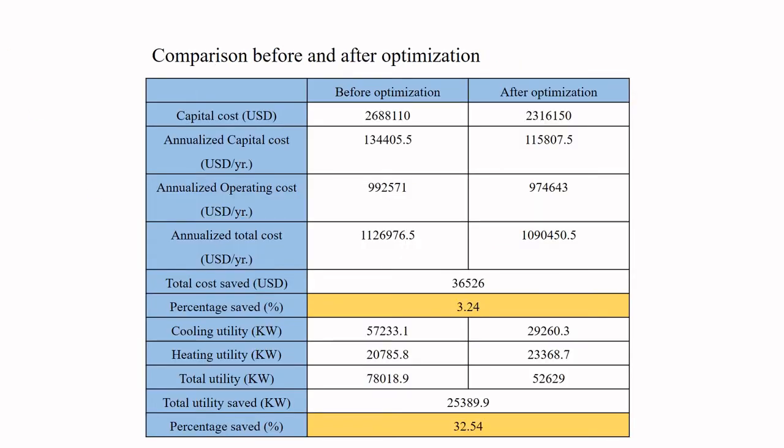This is the summary for capital cost, operating cost, heating utility, cooling utility, and total utility before and after optimization. By assuming 20 years of lifetime for the equipment, annualized capital cost is determined by dividing the capital cost by 20 years. Annualized total cost is determined by adding up annualized capital and operating cost.